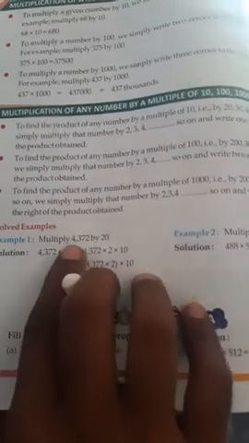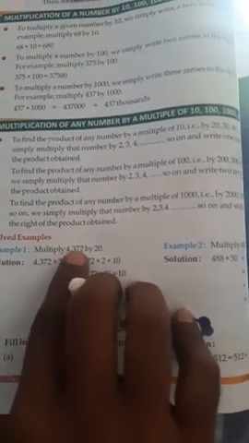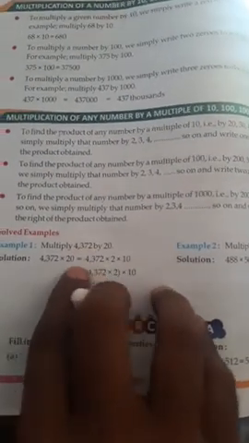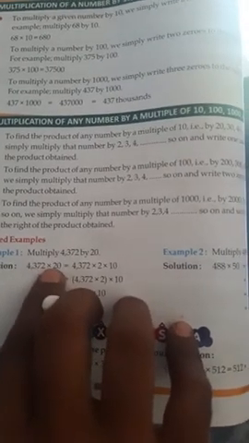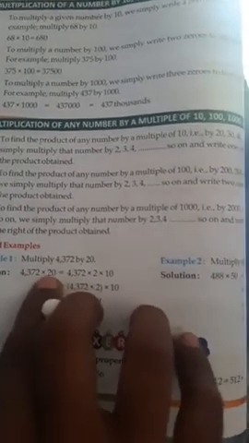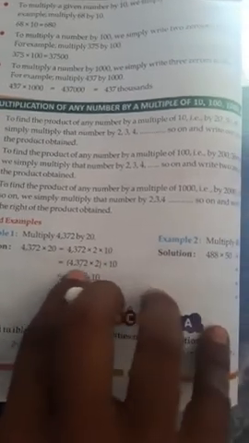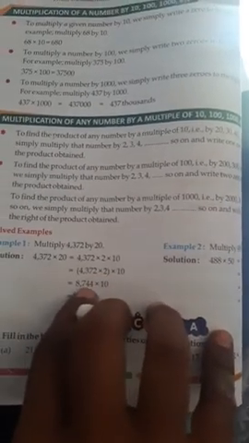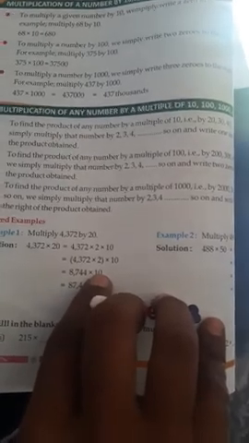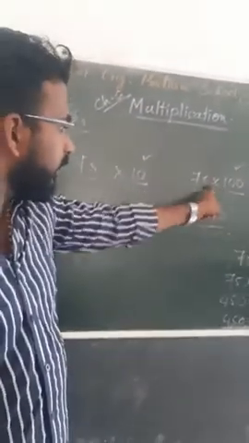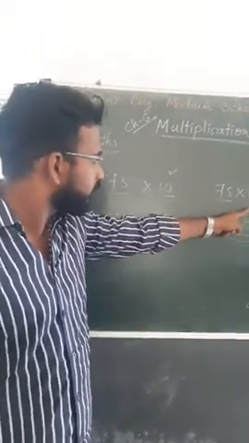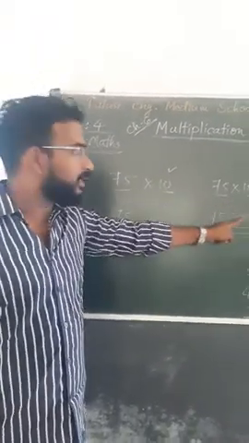Here is an example: 4372 by 20. 4372 into 20. 20 is written as 2 into 10. So we multiplied by 2 first, then we multiplied by 10. In the same way we can multiply any number with 1000 or multiples of 1000.